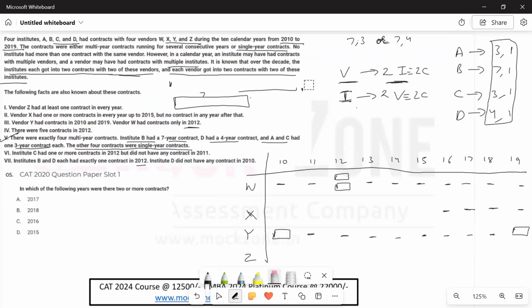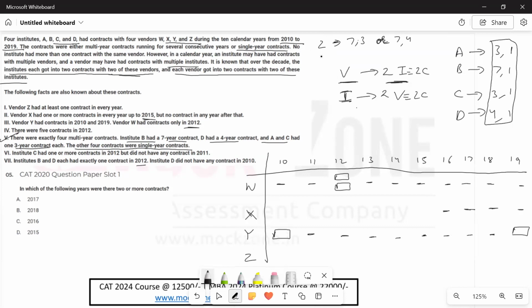Okay. Now we know that Z will either have 7 and 3 or 7 and 4. Similarly, it says vendor X has 1 or more contracts every year up to 2015, but no contract in any year after that. So till 2015, how many years are there? 1, 2, 3, 4, 5, 6. So vendor, this is vendor Z, not B, vendor Z.